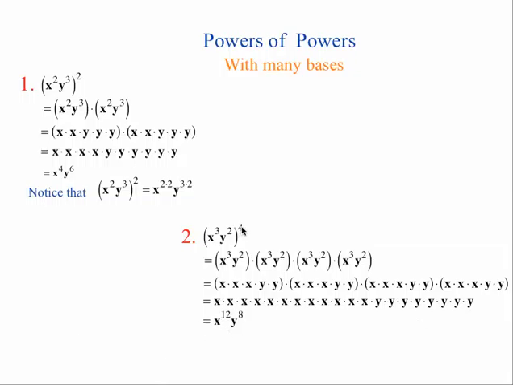And notice it's the same as just multiplying the 4 times 3 and the 4 times 2. So x to the 3, y to the 2, in brackets, all to the power of 4 is the same as if the 4 came in and multiplied the 3, x to the 3 times 4, and multiplied the 2, y to the 2 times 4. And that's basically our rule.